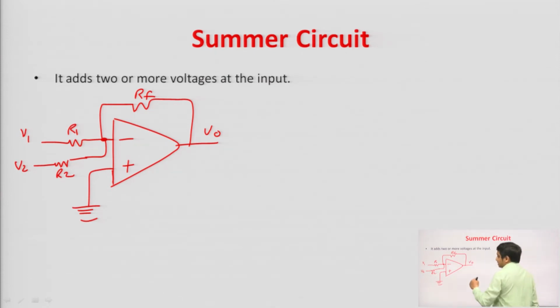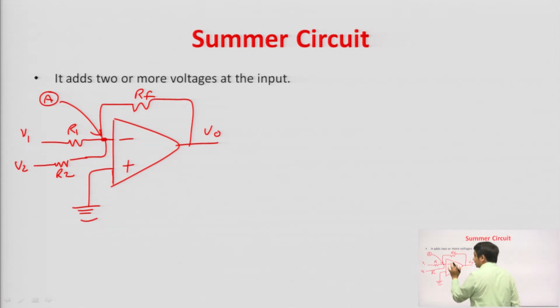Now, again the same thing, let us consider this is node A. We need to find out the value of the output voltage V naught. For that we will apply the KCL at node A. Consider the current flowing through the R1 resistor is I1, and the current flowing through the R2 resistor is I2.